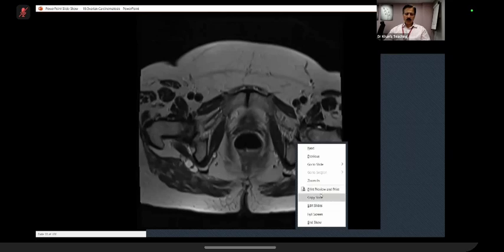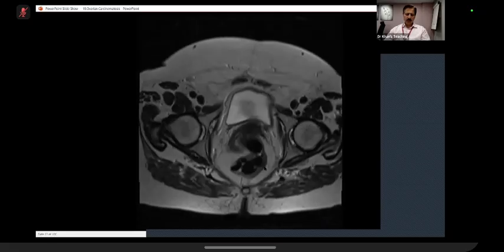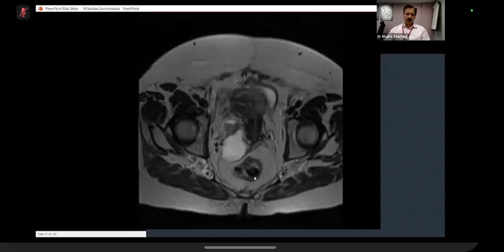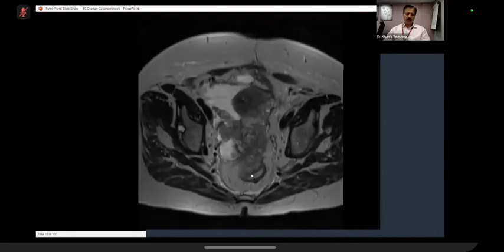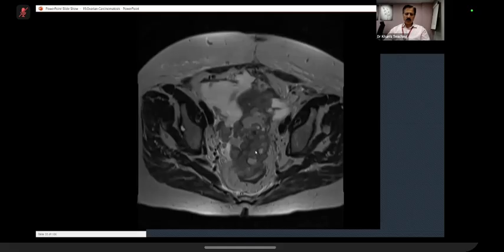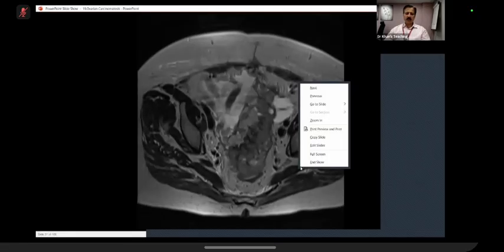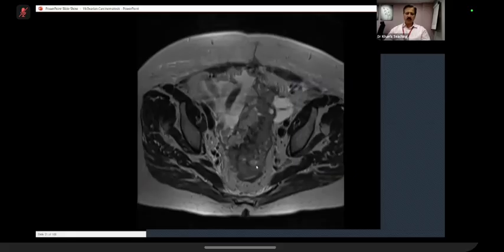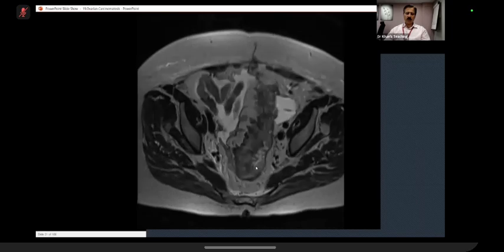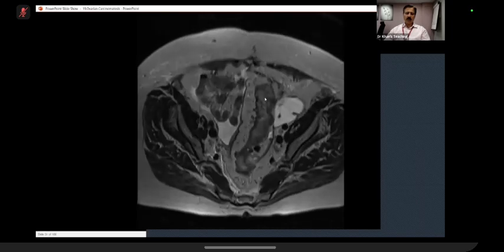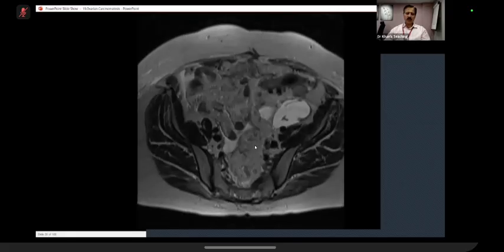Now, if you see here, this is the rectum. Now, this is the rectosigmoid. And you can see this intermediate signal intensity. Now, remember this word, intermediate signal intensity. Usually malignancies will have this signal intensity. And this thing is sitting on the sigmoid colon. And here you are. All of this is metastasis, actually.